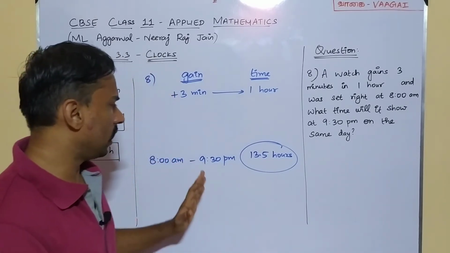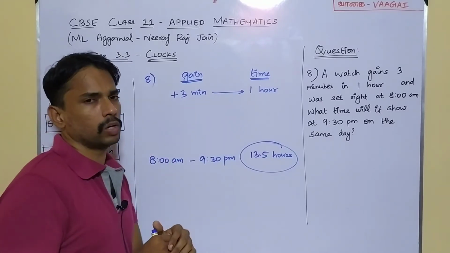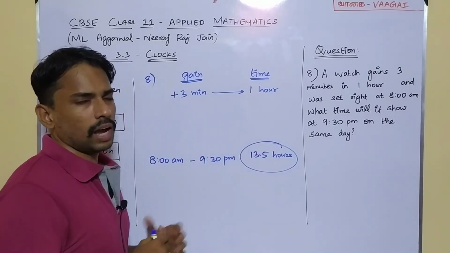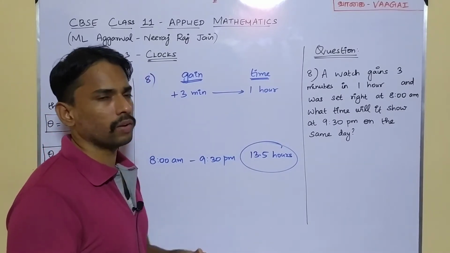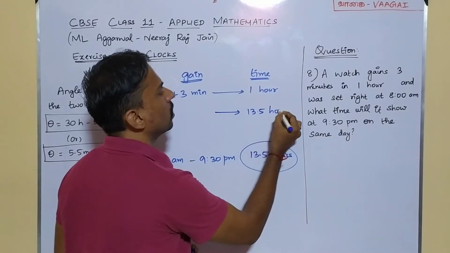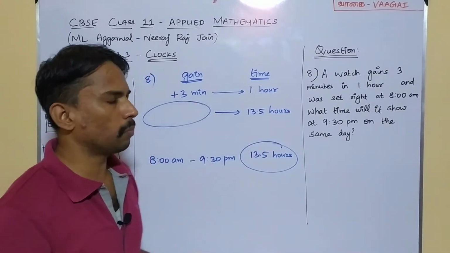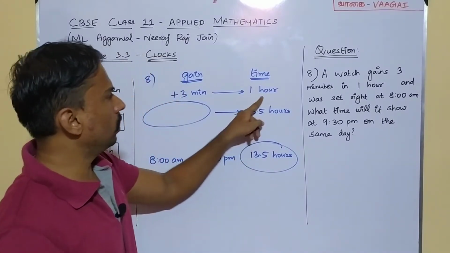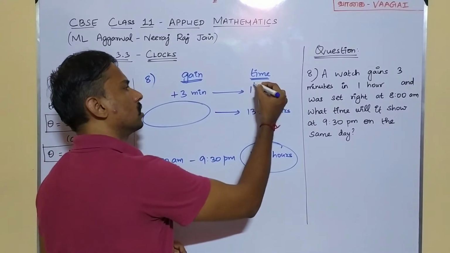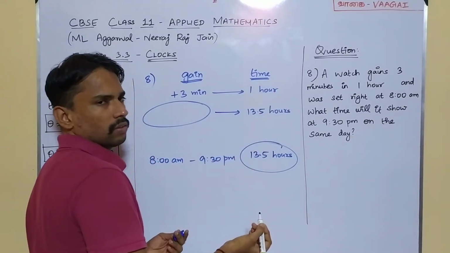Okay, so at night 9:30 p.m., what time will it show? This is all we need. Again we'll come back to our data here. In 1 hour it is going to gain 3 minutes, and our duration here is 13.5 hours. So all we need to find is, in 13.5 hours, how much time will this gain. Is the point clear? Yes. So in 1 hour 3 minutes, in 13.5 hours how many minutes? That's all. So I can multiply by 13.5.